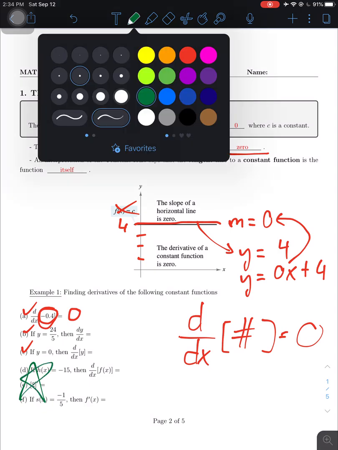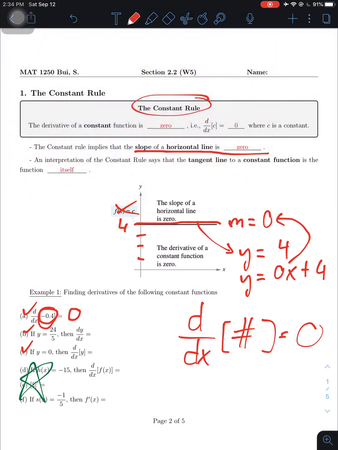Okay, so for my part, I did part A already, and it's 0. For the second one, I have to take the derivative of y, a variable, but then y equals a number, right? So we don't have the variable anymore. If you want, you can rewrite it as d/dx of 24 divided by 5, and because 24 divided by 5 is a number, the derivative has to be 0.